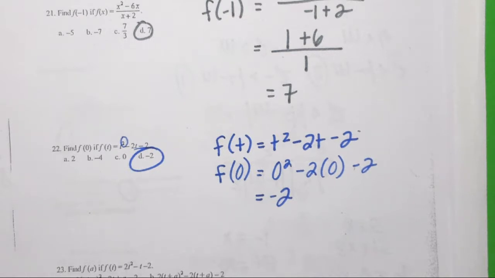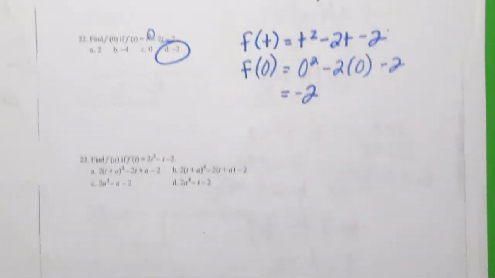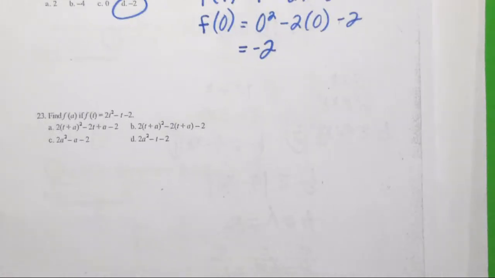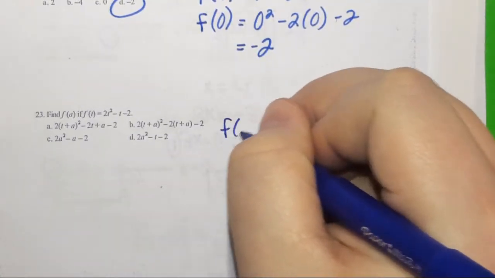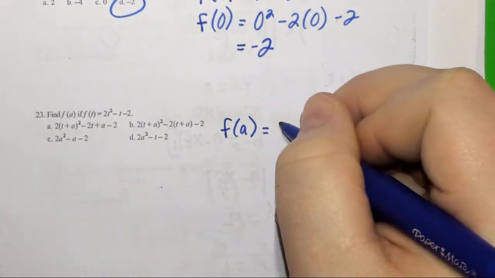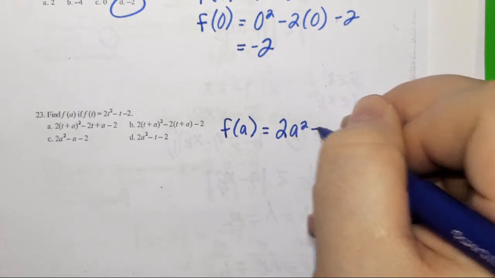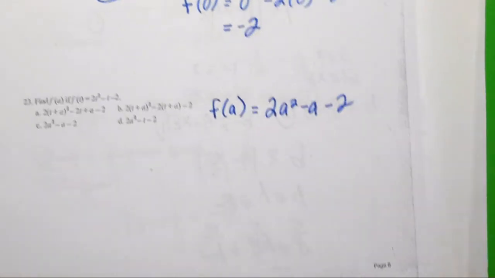Alright, I'm willing to give a point for 23. 2 and 5. I did. So it says f at a, so everywhere I used to see a t, I put an a. So 2a squared minus a minus 2.